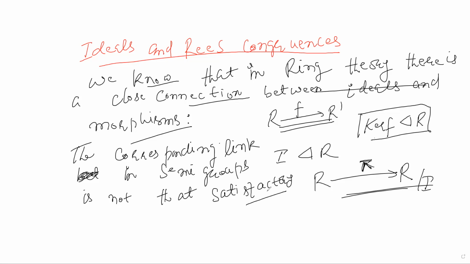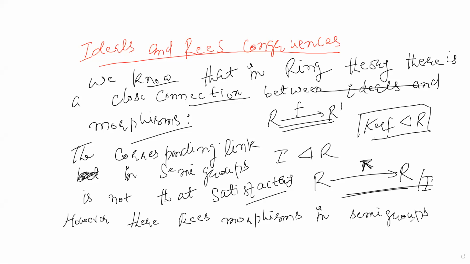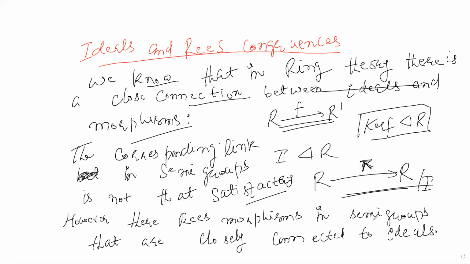However, there are some morphisms which we call as Rees morphisms in semigroups that are closely connected to ideals. Okay, so how these morphisms are connected to ideals? So let us elaborate that.